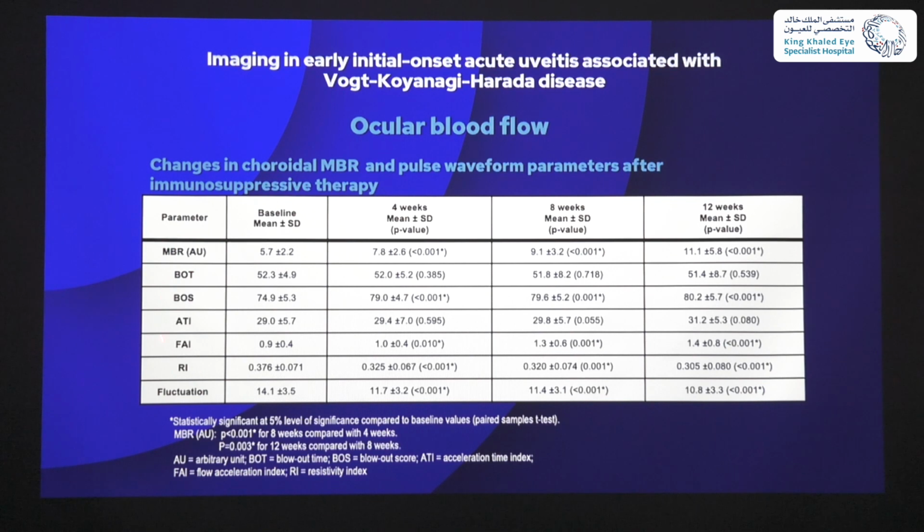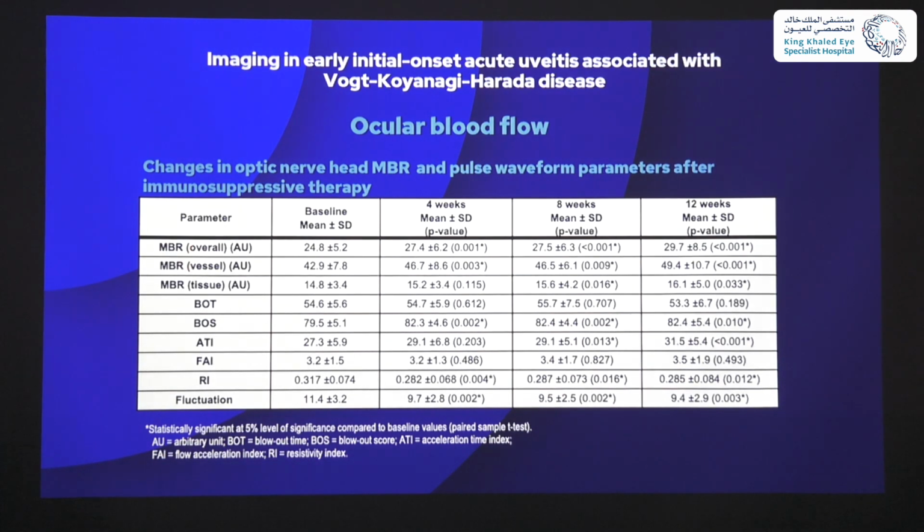Now, looking at what we call waveform parameters, because the waveform is synchronized with the heartbeat. So this is something called BOS, or blowout score. Blowout score was low at presentation and continued to increase. Resistivity index was high and continued to decrease. Both blowout score and resistivity index represent resistance to blood flow. Then you can see that the resistance to blood flow is decreasing with time. So we have increasing choroidal blood flow velocity.